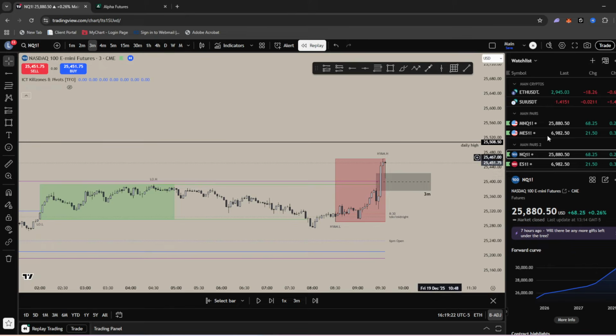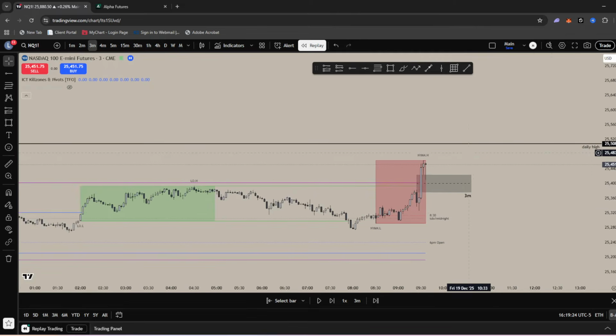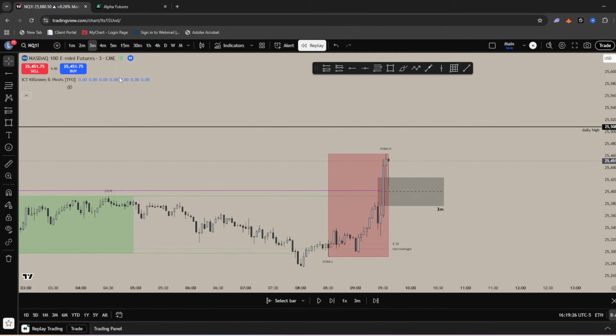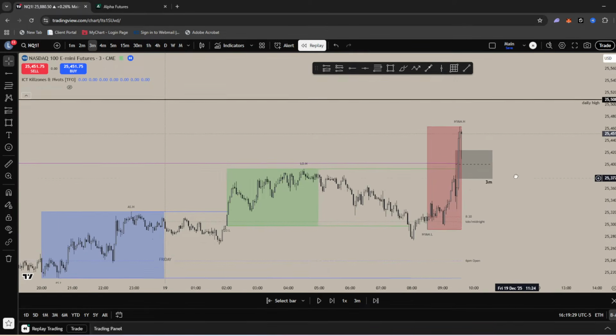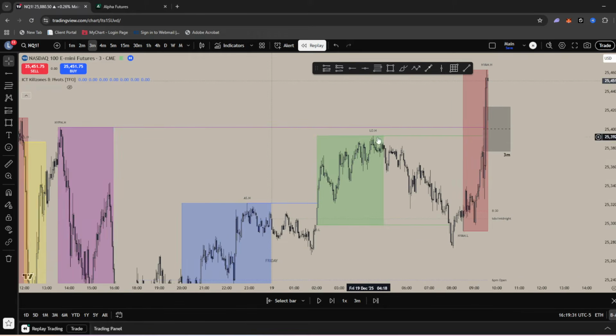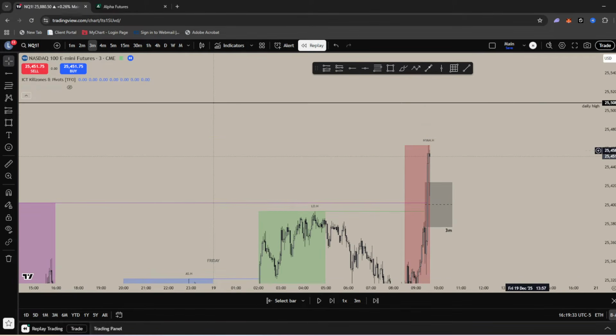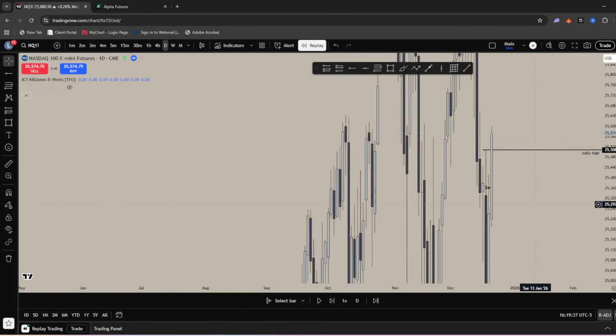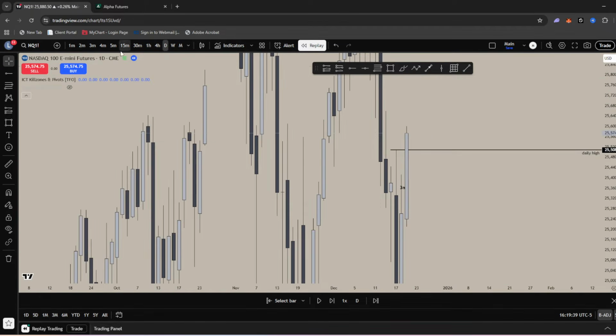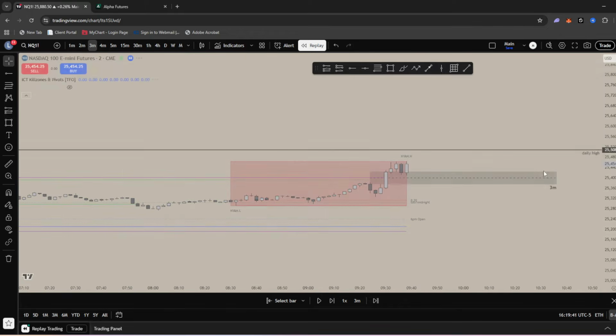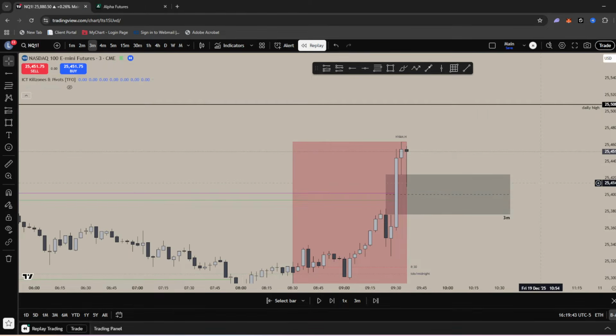All right, so this second example is going to be a 3-minute continuation. Now, in this case right here, as you can see, we've already had a sweep of London low, and we have a clear draw ahead of this daily high. Now, I'll go to the daily and I'll show you what I'm talking about. It's this daily wick right here. So we're looking at a continuation up because we don't want to just force a reversal.